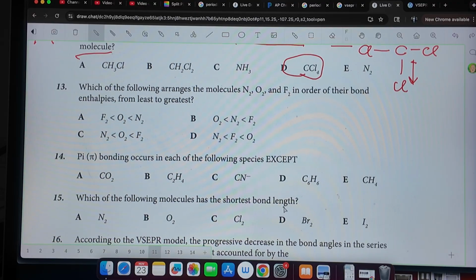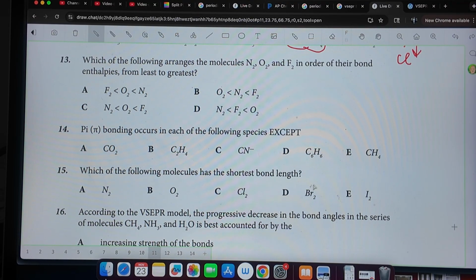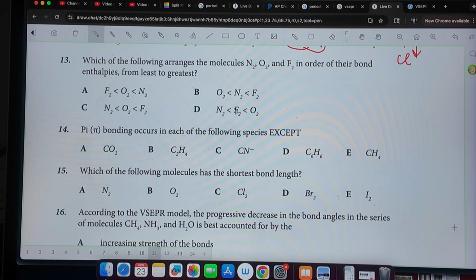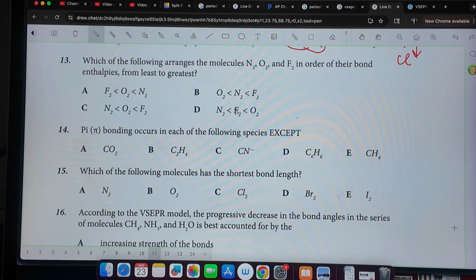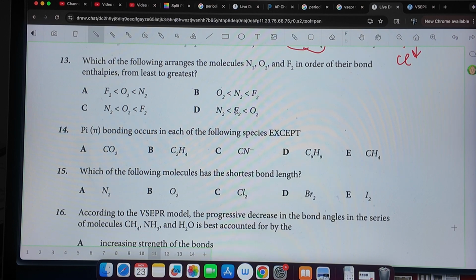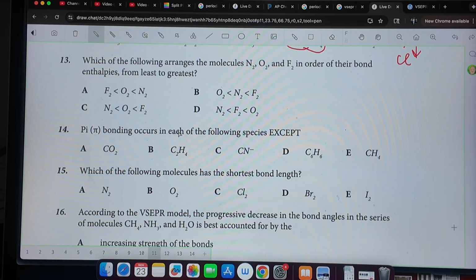Okay, getting a little fatigued here. There's a lot of pages left. Which of the following arranges the molecules N2, O2, and F2 in order of their bond enthalpies from least to greatest? So wait, first, what is bond enthalpy? Bond enthalpy is what it takes for the bond to break. What is the strength of the bond?